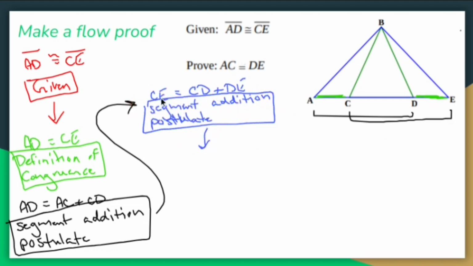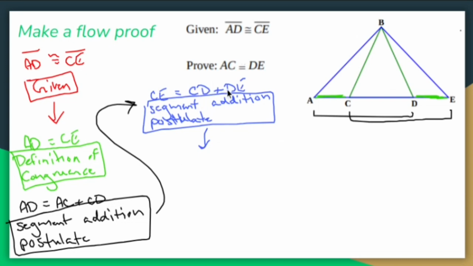All right, so now that I said what CE is, and now that I said what AD is, I notice that I have CD and I have AC, and I should be able to isolate them, right? My job is to get AC and DE all by itself. So why don't I get AC all by itself by subtracting CD? And why don't I get DE all by itself by subtracting CD? And I'll do that all in one big step.